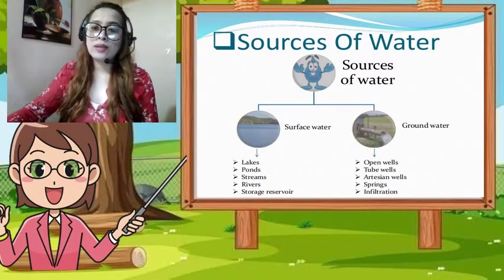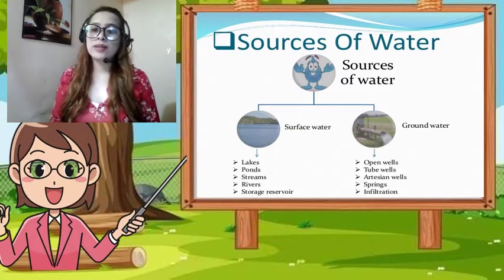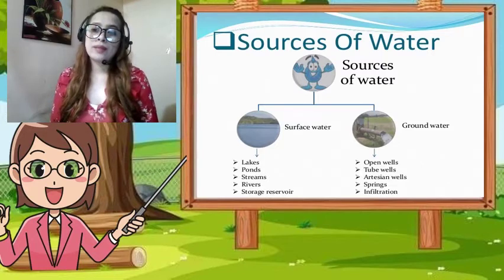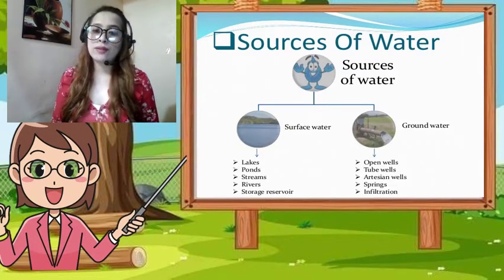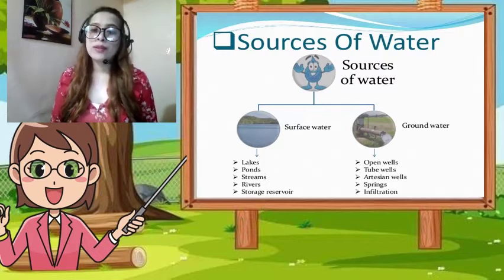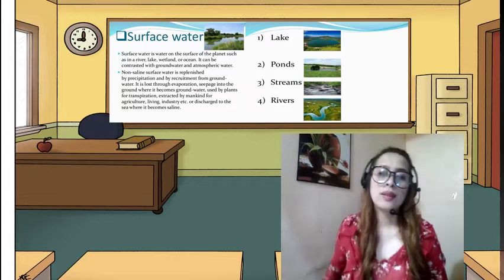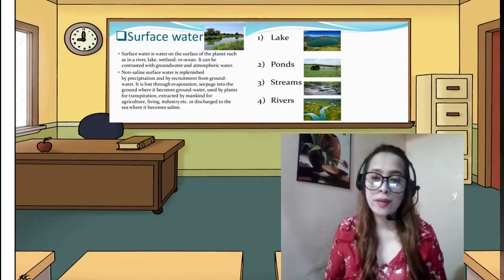Next are the sources of water. Specifically, we're discussing the different sources of water that we have. We have the subdivision of the source of water into surface water and groundwater. Referring to surface water, we have the lakes, the ponds, the streams, the rivers, and the storage reservoir. And the groundwater underneath the surface of the earth could represent the open wells, the tube wells, the artesian wells, the different wells, and the springs and the infiltration. The different sources of water on the surface of the earth are the following: the lake, the ponds, the streams, and the river.